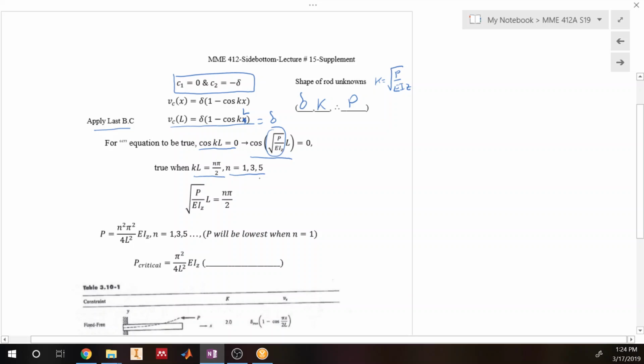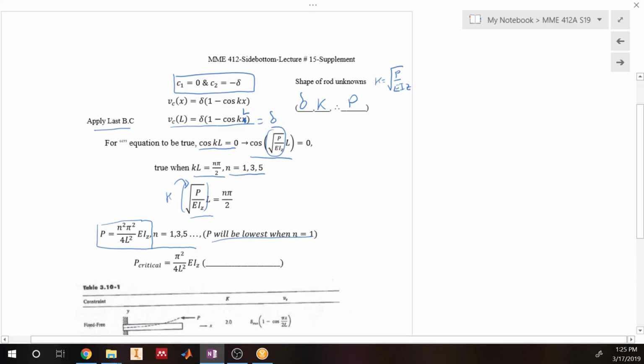Right? So we can now set this square root of P over EI z times L to be equal to n pi over 2. So this is just k here, right? And then if we rearrange and solve for P, what we end up getting is P is equal to n squared pi squared over 4L squared times EI z. So P is going to be the lowest when n is equal to 1, right?